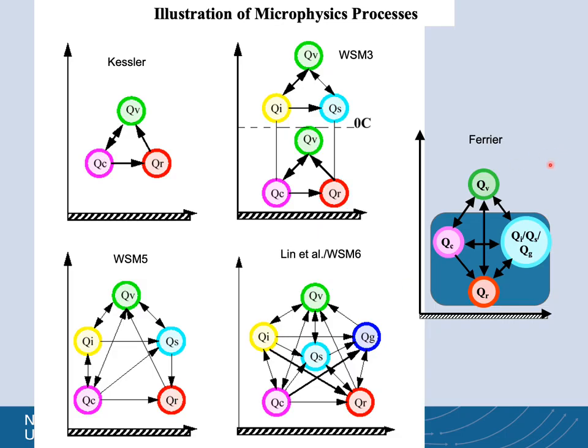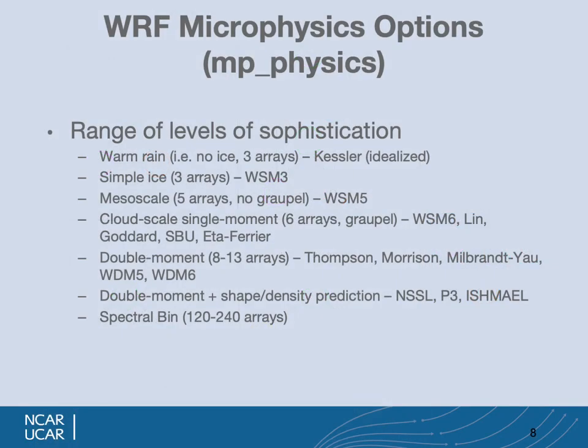And a special case is FERRIER, which only has 2 advected arrays. One is the vapor itself, and the other is a total condensate with partitioning arrays to distinguish the different condensates. It's designed to be very efficient by only having 2 advected arrays. So this summarizes what I've just said.